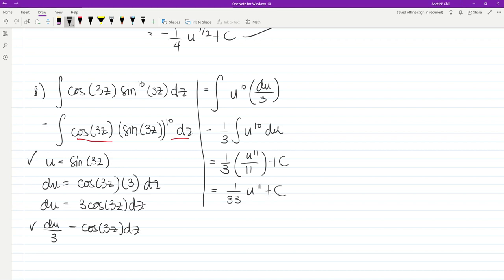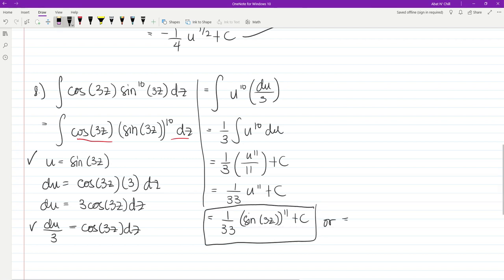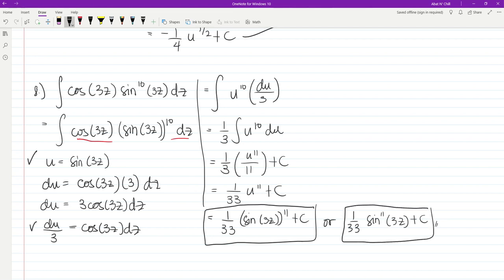And we need to substitute u back to its original variable. So we have 1 all over 33, and then u raised to 11, where u is sine of 3z, raised to 11 plus c. So this should be our answer, or you can express this also as 1 over 33 sine raised to 11 of 3z plus c. So we can get the answer here.